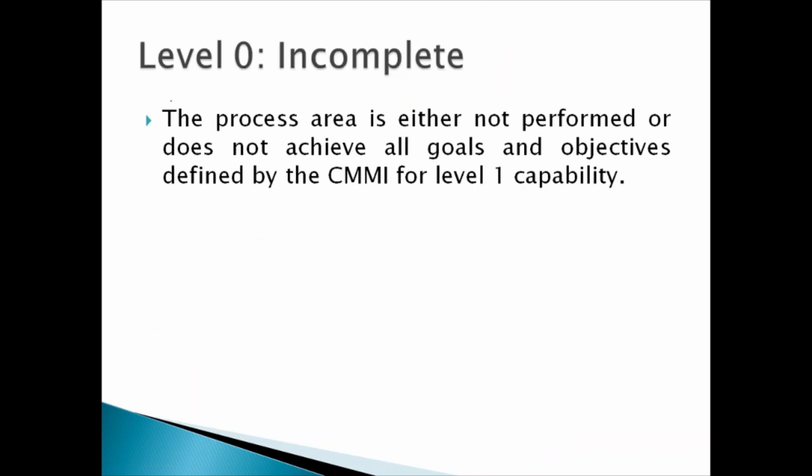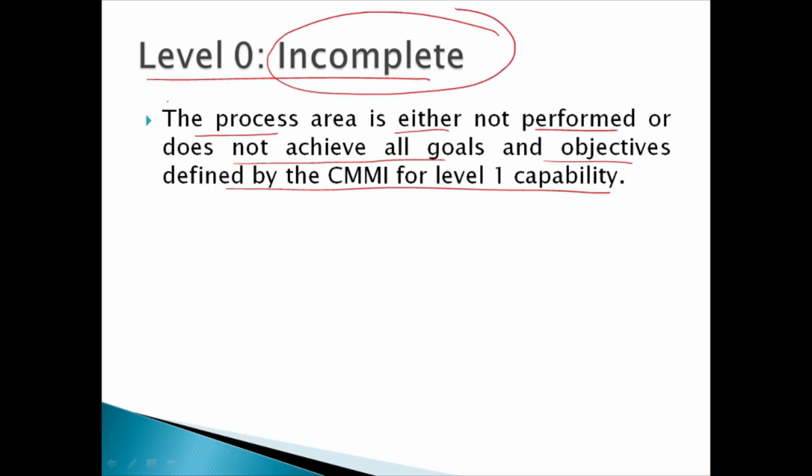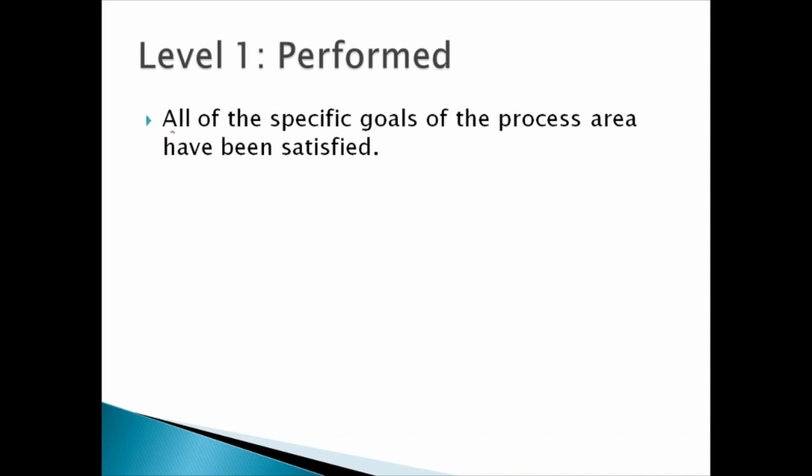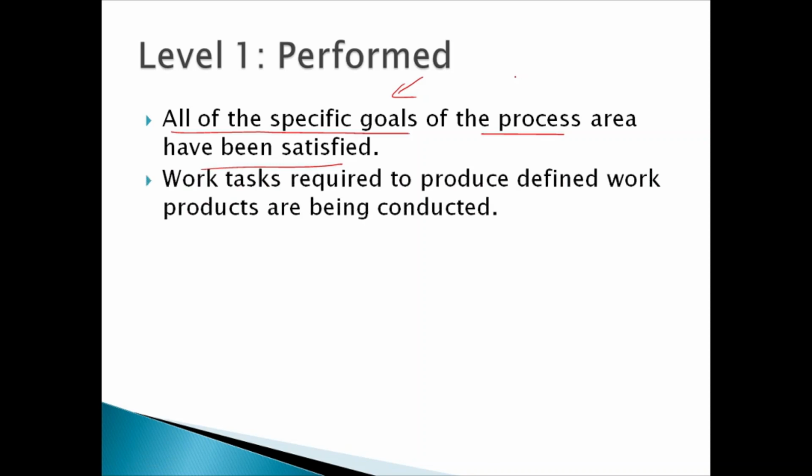Okay, so let us see what these levels are. Level 0, that is incomplete. The process area is either not performed or does not achieve all goals and objectives defined by the CMMI for level 1 capability. So incomplete means not performed, or does not achieve all the goals. Level 1, performed. All of the specific goals of the process area have been satisfied. Next, work tasks required to produce defined work products are being conducted. So, performed.